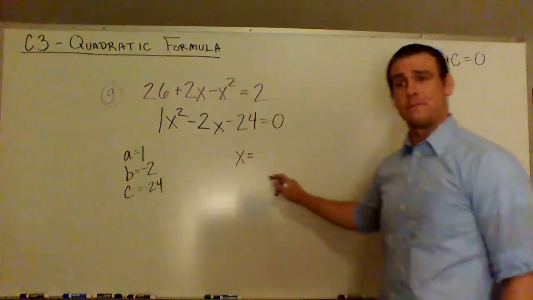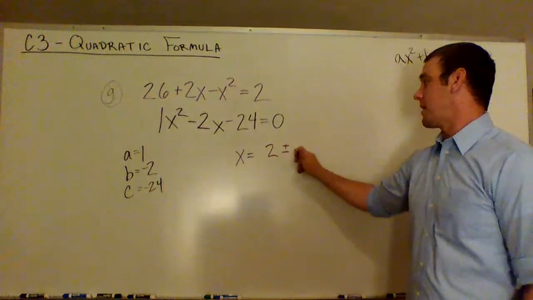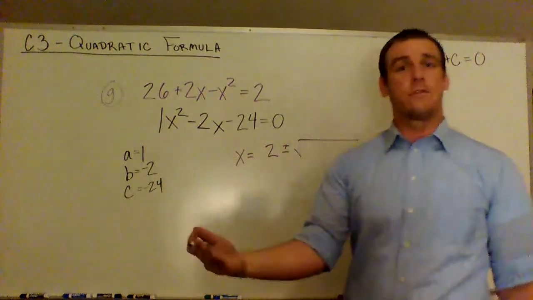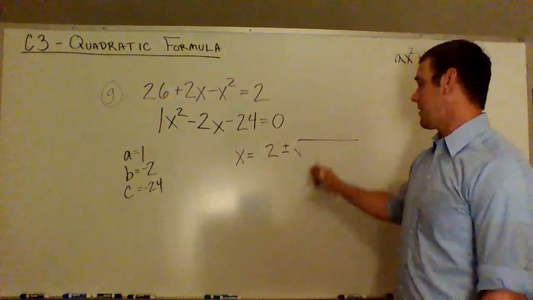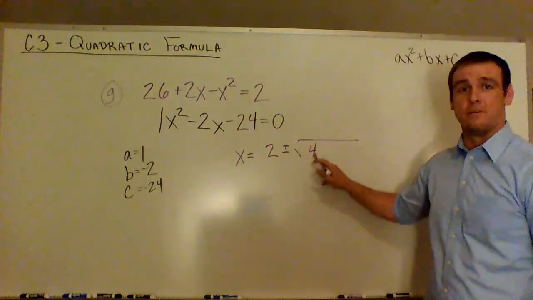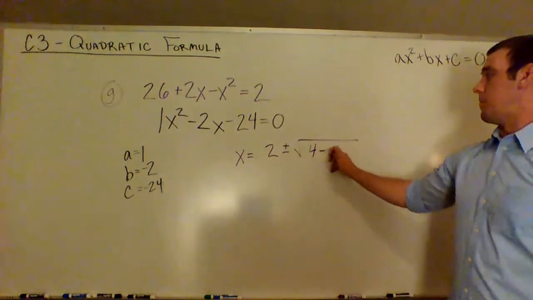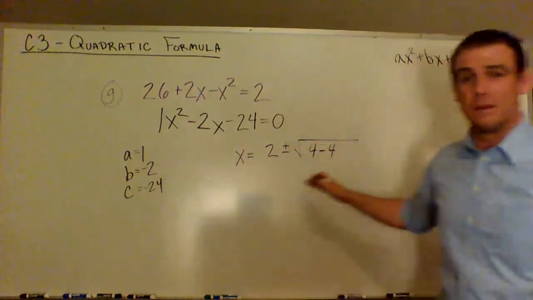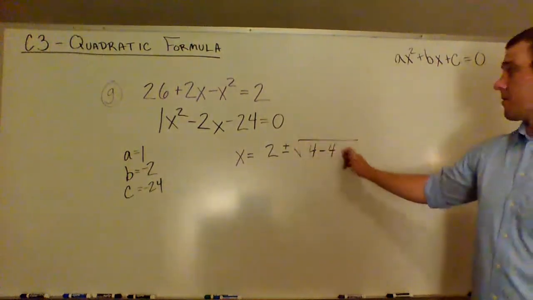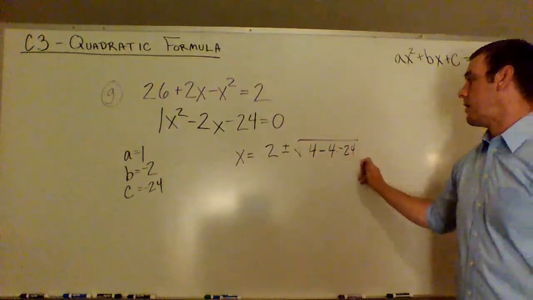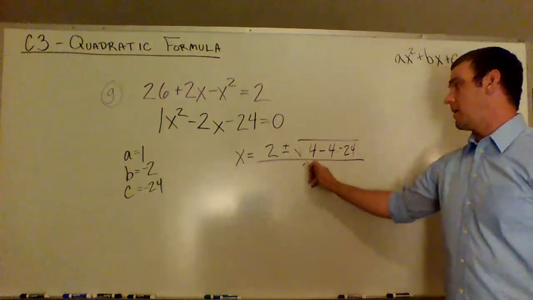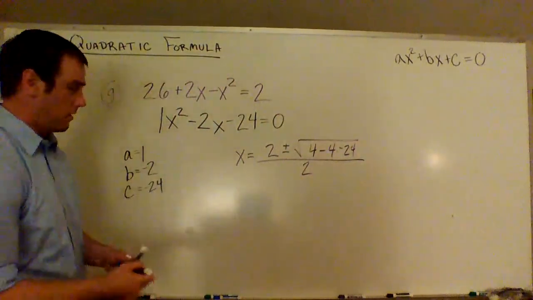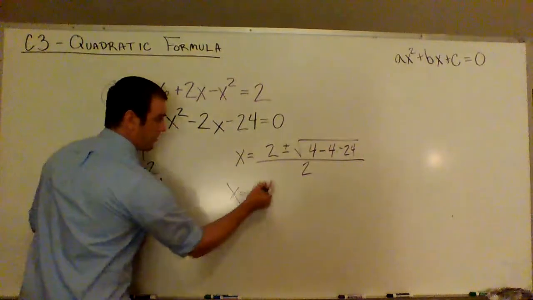So that's going to make a positive 2 plus or minus the square root of b squared. Now, negative 2 times negative 2 makes a positive 4. Guys, this number right here will always be positive no matter what. Minus 4 times a, which is 1, I'm not even going to write it, times c, so times negative 24, all divided by 2a. Well, 2 times 1 is just 2. So we get x equals 2 over 2.